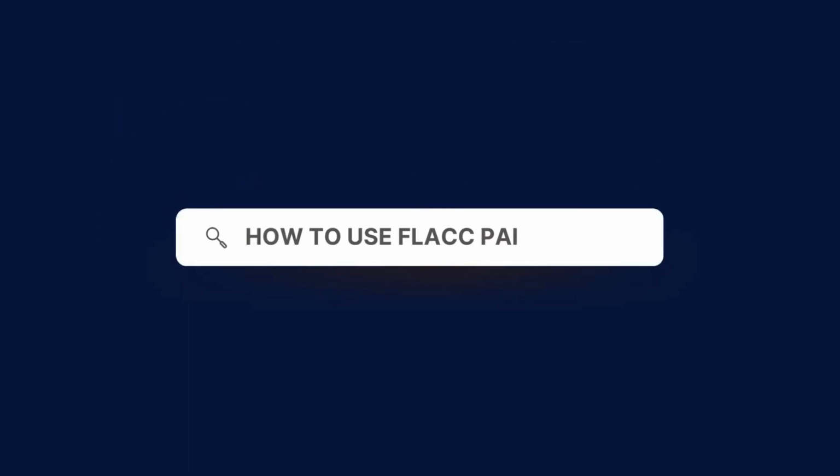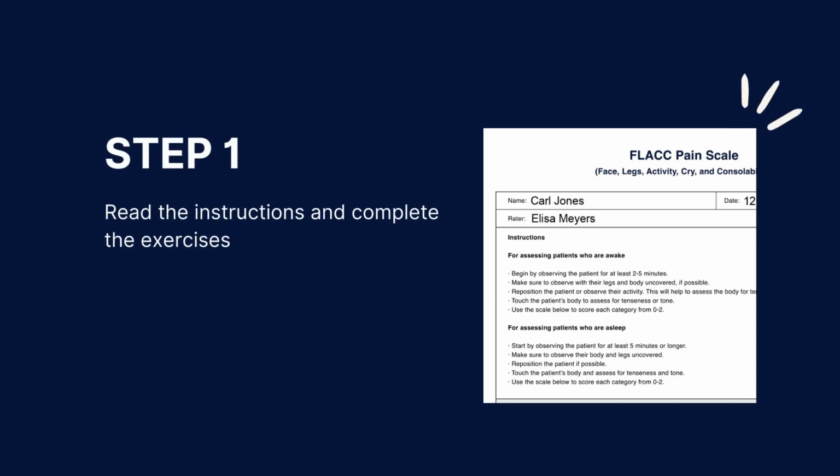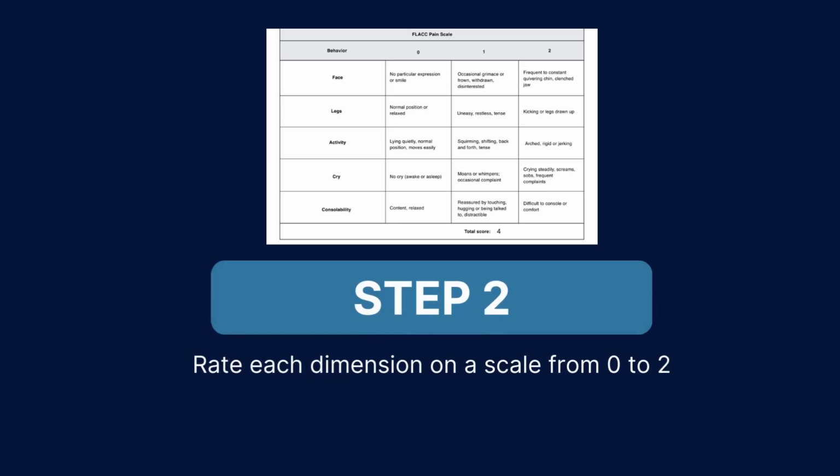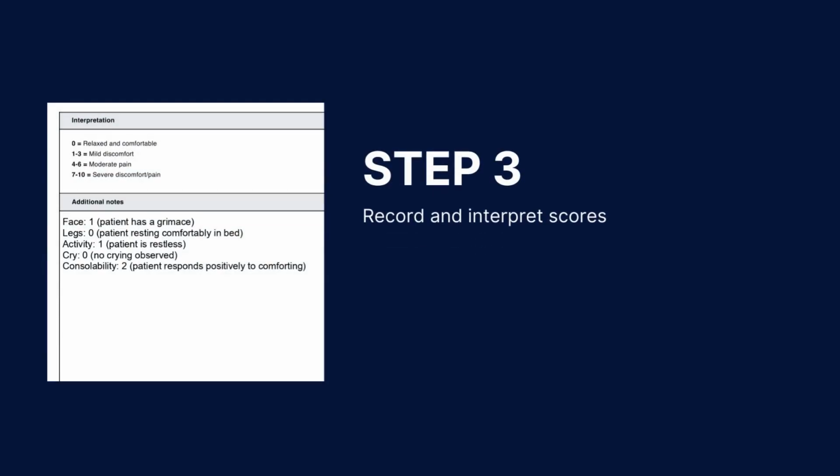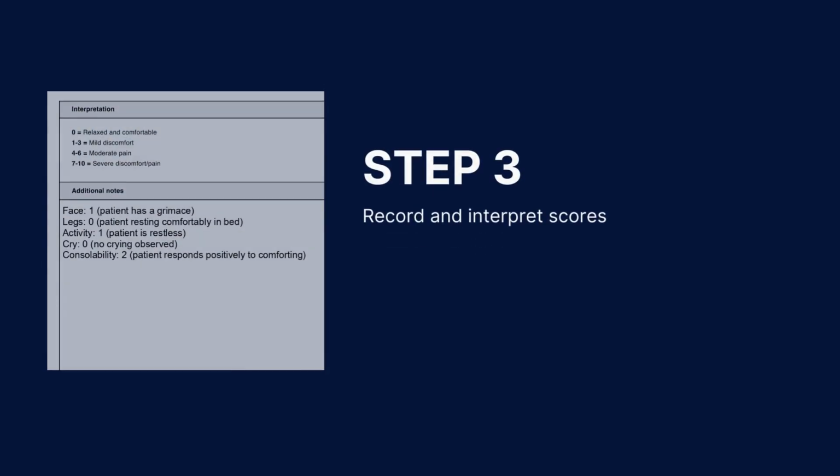Here's how to use the FLACC pain scales. The first step is to read the instructions and complete the exercises listed. You will then need to rate each of the FLACC dimensions on a scale from 0 to 2. Once completed, record and interpret the scores for results.